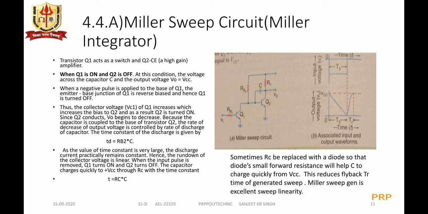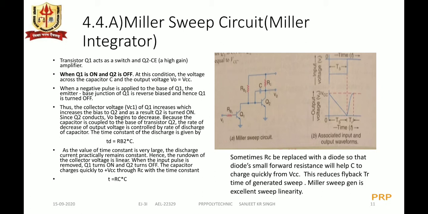When a negative pulse is applied to the base of Q1, that is at Vi, then the emitter base junction of Q1 is reverse biased and hence the first transistor Q1 is turned off. Thus the collector voltage Vc1 of the Q1 transistor increases, which increases the bias to the second transistor Q2, and as a result the second transistor is turned on. Since Q2 is now conducting, the output voltage begins to decrease.